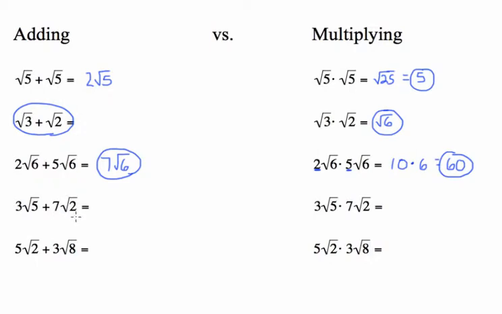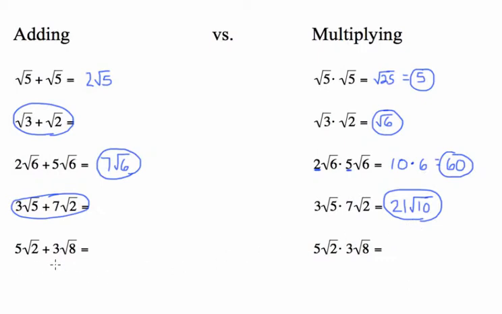3 root 5 plus 7 root 2. Okay, these radical endings are not the same, not like terms, so I can't add them together. So that's as simple as I can get. When I'm multiplying, I don't have to have the same endings on my roots. So I can just multiply this all together. Multiply the regular numbers first, 3 times 7 and get 21. And then the square root of 5 times 2 is 10. And you always want to check, does this root simplify? Are there any perfect squares that divide into 10? There's not. So that's my answer, 21 times the square root of 10.